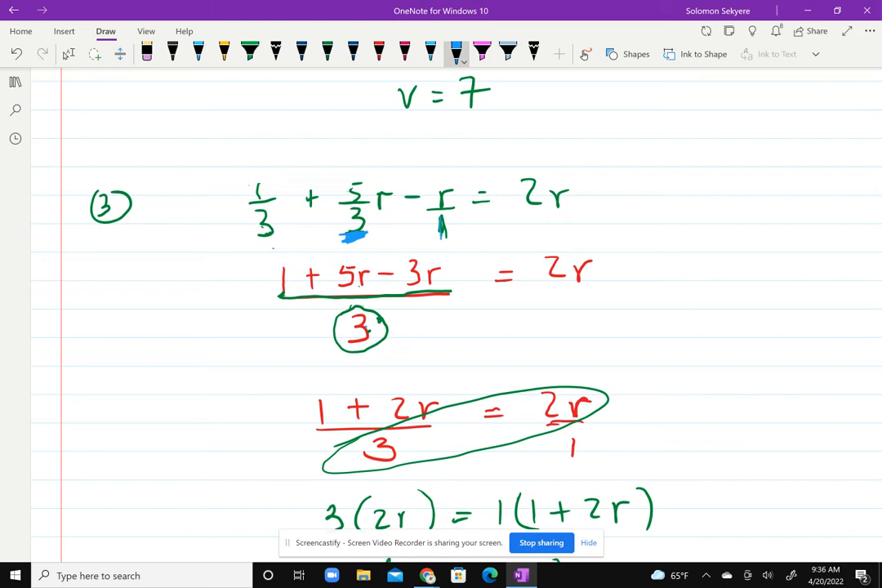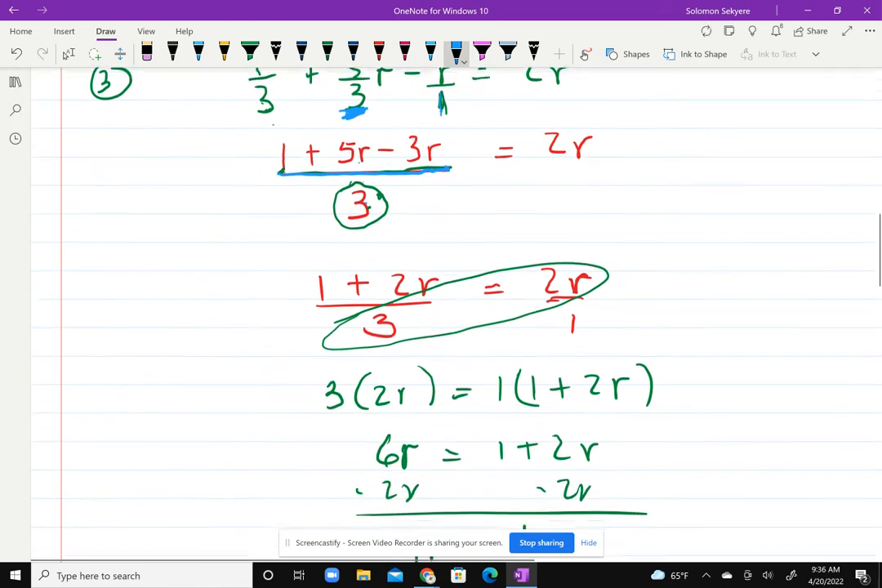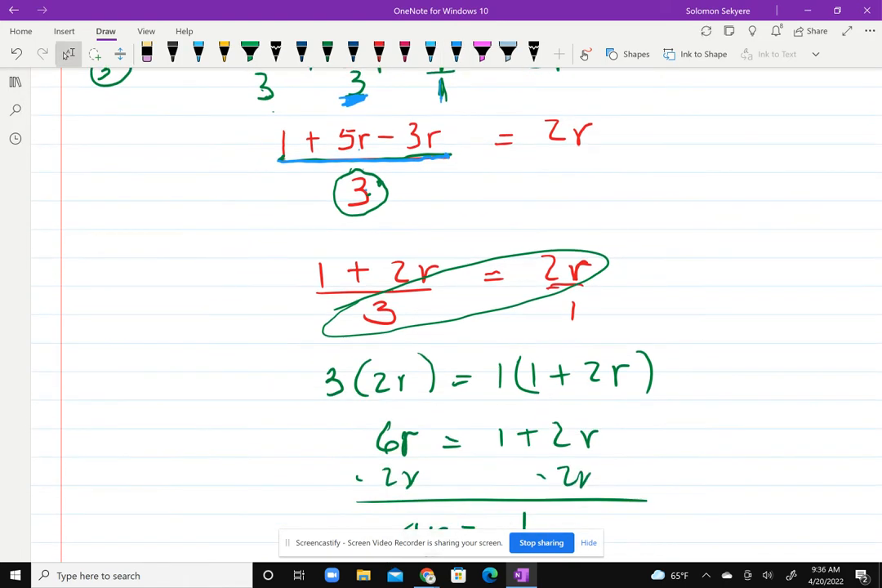Got it? Find the LCM, right? Divide by each denominator and then multiply by the numerator. And now they all become 1 with one line, okay? So 1 plus 5r minus 3r becomes 1 plus 2r. This is equal to 2r.